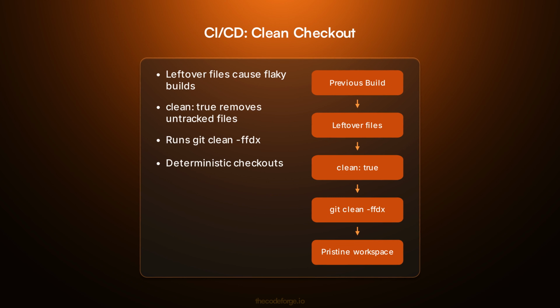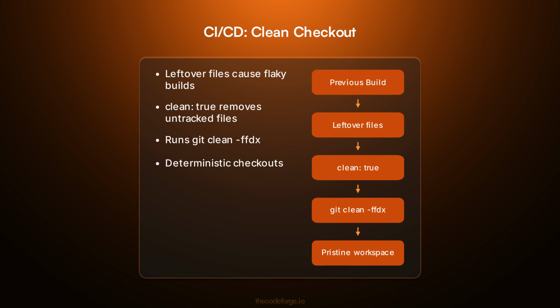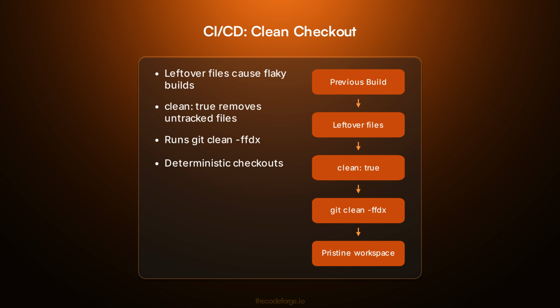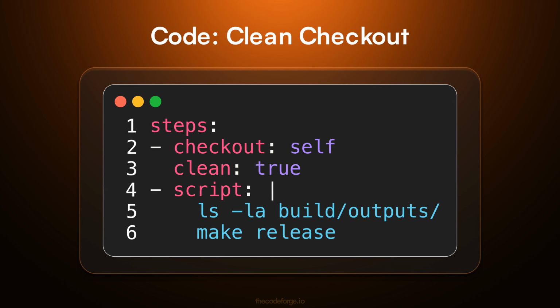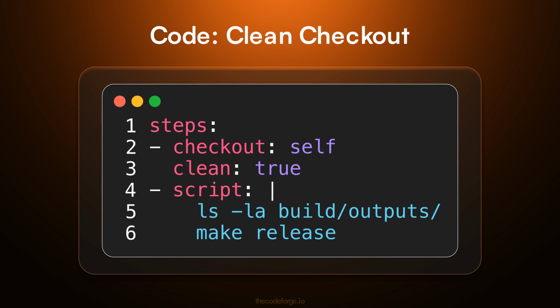Without clean: true, leftover files from previous builds can cause unreproducible failures. Clean: true runs git clean -ffdx to remove all untracked and ignored files. It's the cheapest insurance for a flaky test suite. Add clean: true to your checkout step. This guarantees the working tree is empty before the build starts. The 200 ms cost is nothing compared to debugging a ghost file.